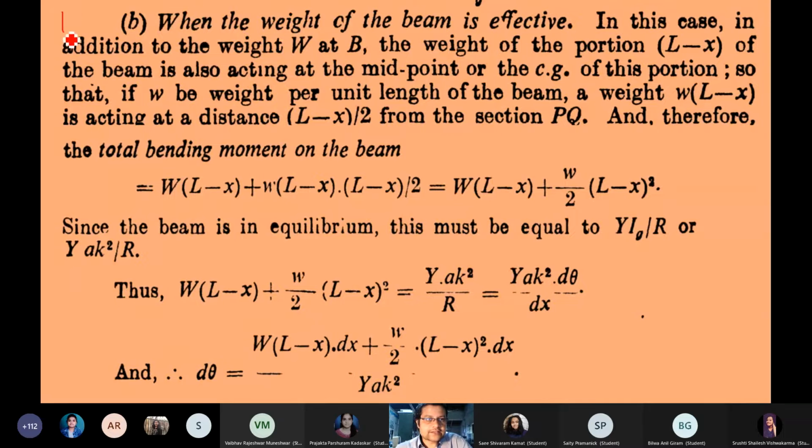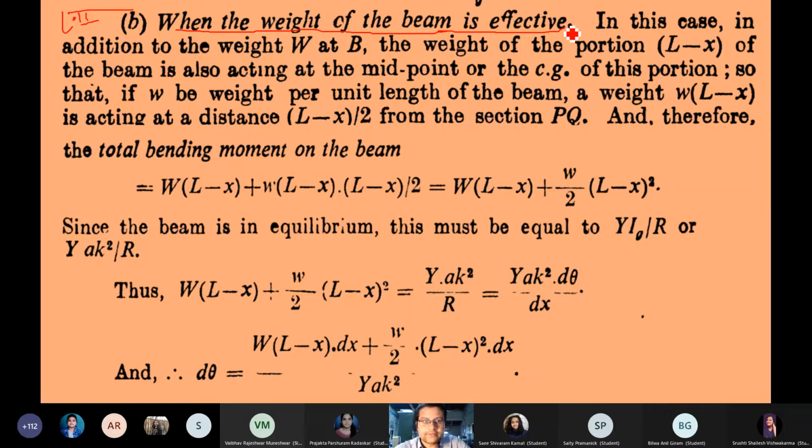But suppose you consider another case, number 2, where the weight of the beam is effective. I mean to say its own weight is responsible for that particular deflection. Then we have to consider that weight is also added here in our derivation. So remember, we need to modify when we are solving case number 2. Here we need to consider the weight of the beam.